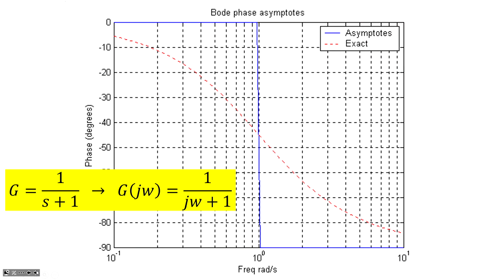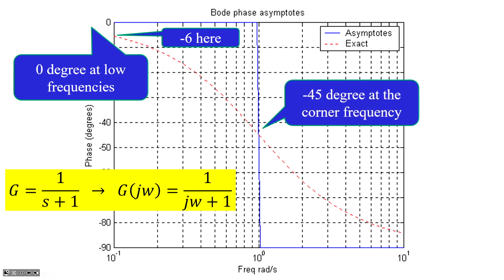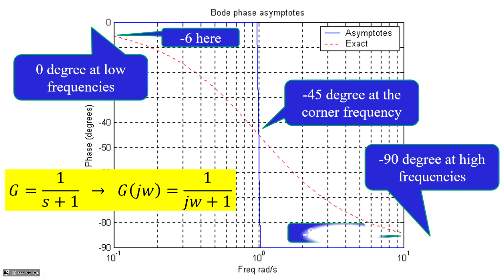And here's the phase plot. And you see again we've got clear asymptotic information, 0 degrees at low frequency, minus 45 degrees at the corner frequency, and minus 90 at high frequencies.